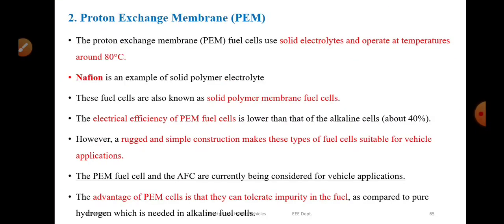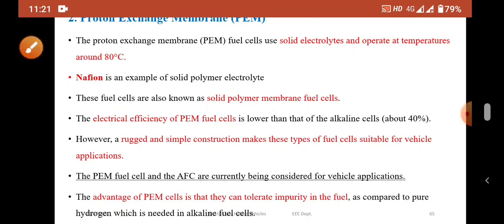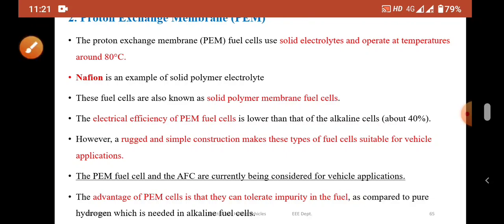Next one, proton exchange membrane. Here it uses a solid electrolyte and it operates at around 80 degrees Celsius, and the solid polymer electrolyte used here is a chemical compound called naphthalene. These fuel cells are also known as solid polymer membrane fuel cells, and the electrical efficiency is 40%, and since the temperature is low, it is suitable for vehicle applications.